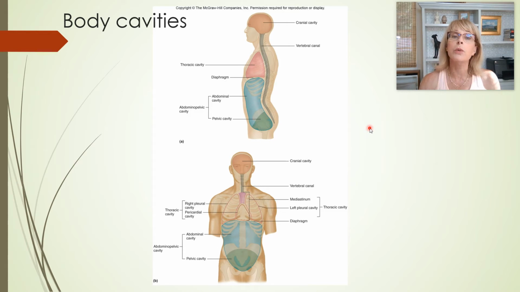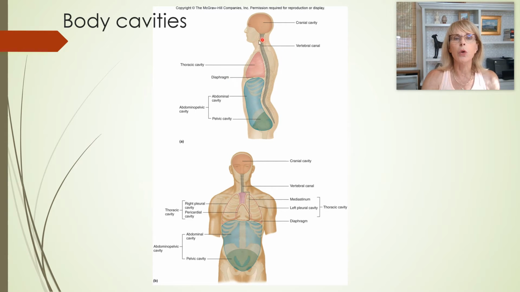By the way, which ones do you need to know the names of? If it is in lab number 1 in your lab manual, you need to know their names. So the cranial cavity, what's in there? Your brain's in there. The vertebral canal, what's in there? Your spinal cord, and cerebrospinal fluid is in there, right?